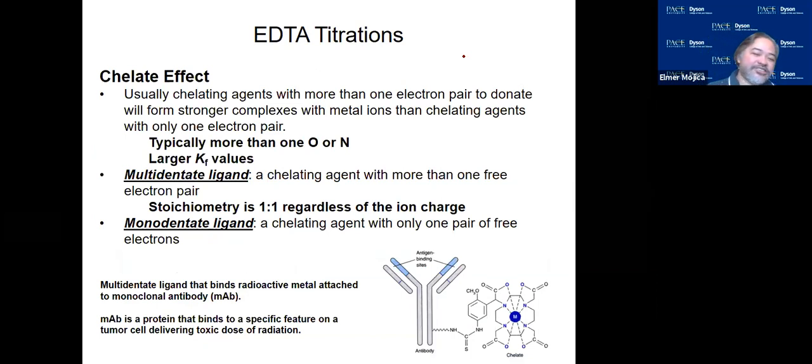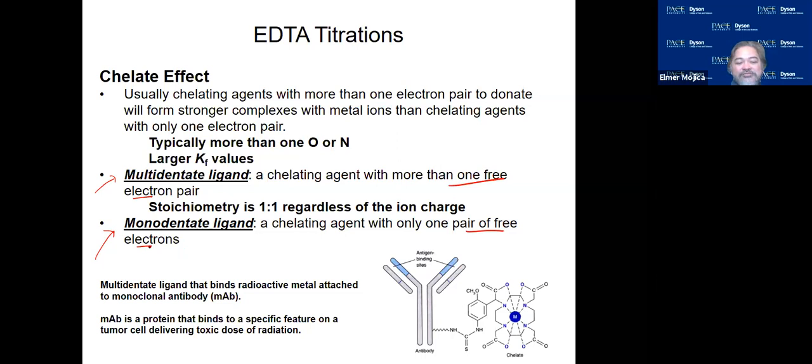Now, in EDTA titrations, usually we have this chelate effect. As I've told you, how does your metal bind with your chelating agent? Usually through the electron pairs of your oxygen or nitrogen. So you can have a multidentate ligand or a monodentate ligand. What is a multidentate? More than 1 free electron pair. Monodentate, you only have 1 pair of free electrons.